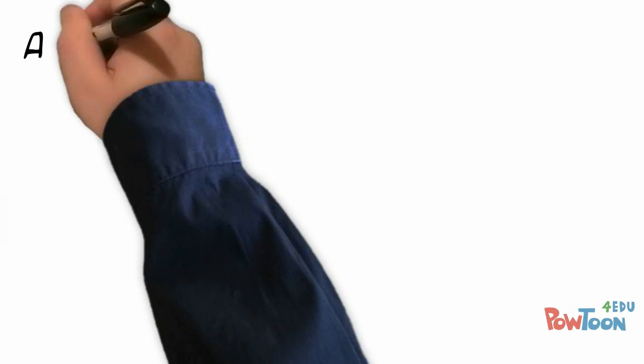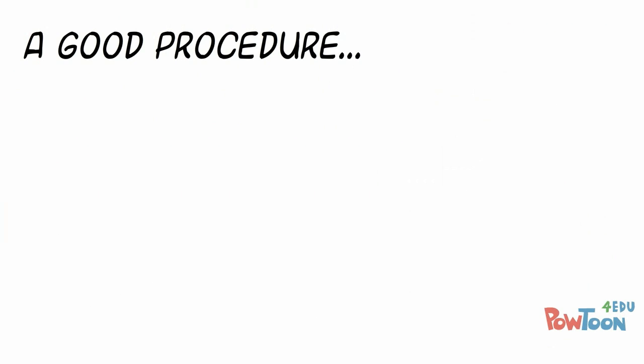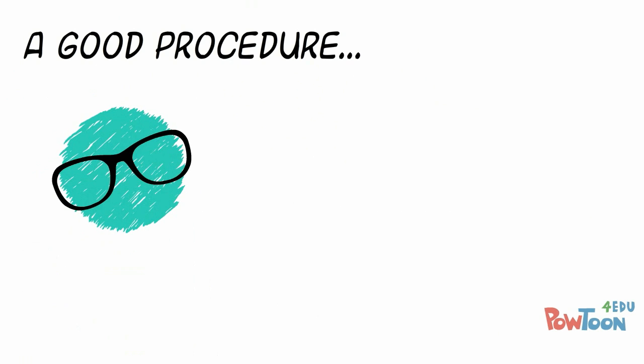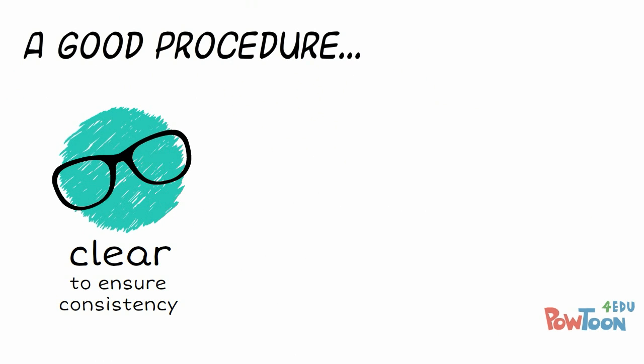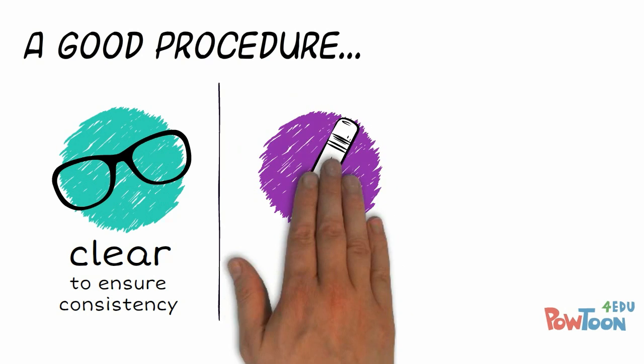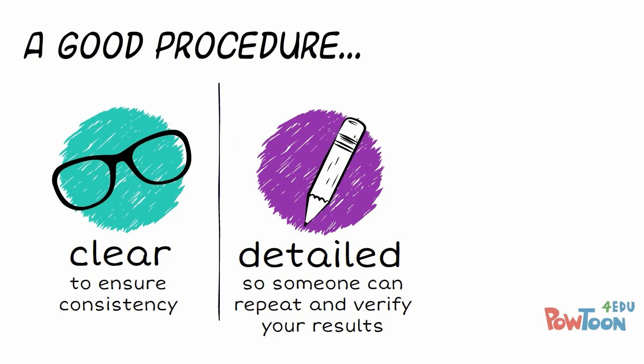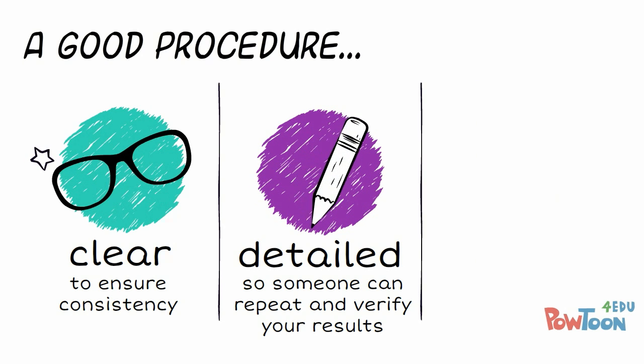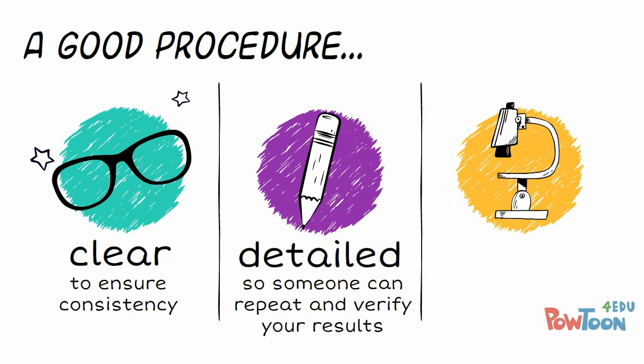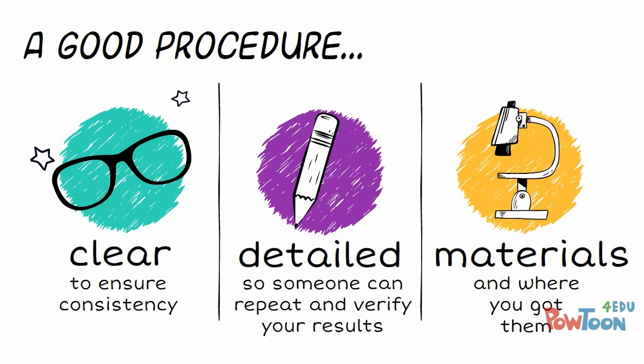Your procedure should be a set of steps for varying and measuring your variables. These steps should be clear to ensure consistency during the experiment. They should also be detailed so that any scientist could repeat your experiment and verify your results. Include a specific list of materials, including where you got any unusual or hard-to-find items.